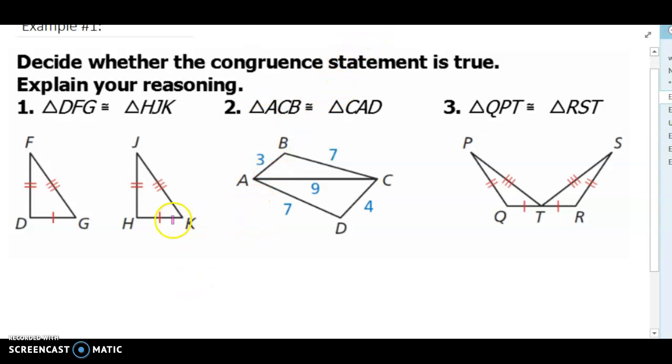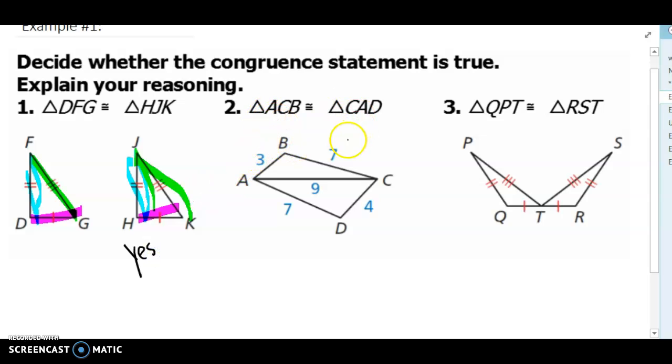Okay, well, by the tick marks, we know that this side and this side are congruent. We know that this side and this side are congruent. And then we know this side up and down, sorry guys, and this side up and down are congruent. So we could say, yes, these triangles are congruent by the side-side-side congruence theorem.